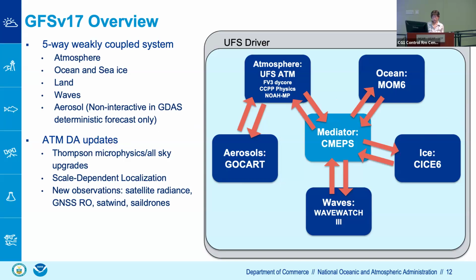And in the atmosphere DA, we incorporated several major updates. One is the usage of Thompson microphysics. It's a double moment microphysics. And some of the upgrades for Oscar radiance. And we also use scale-dependent localization. And we also included during this time period some of the new observations from satellite radiance, the GNSS-RO data is scheduled, and also Saildrone and sail drone data.